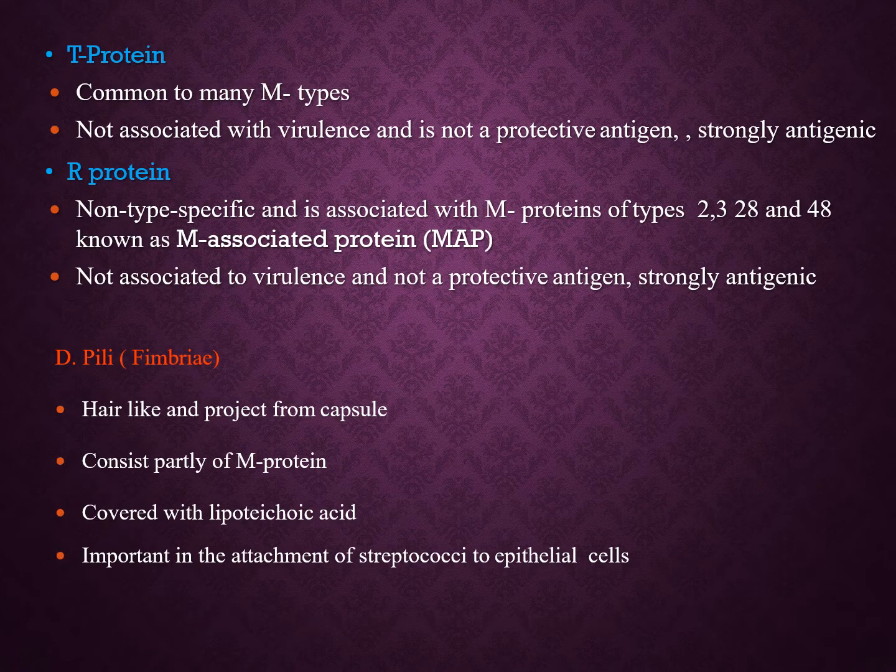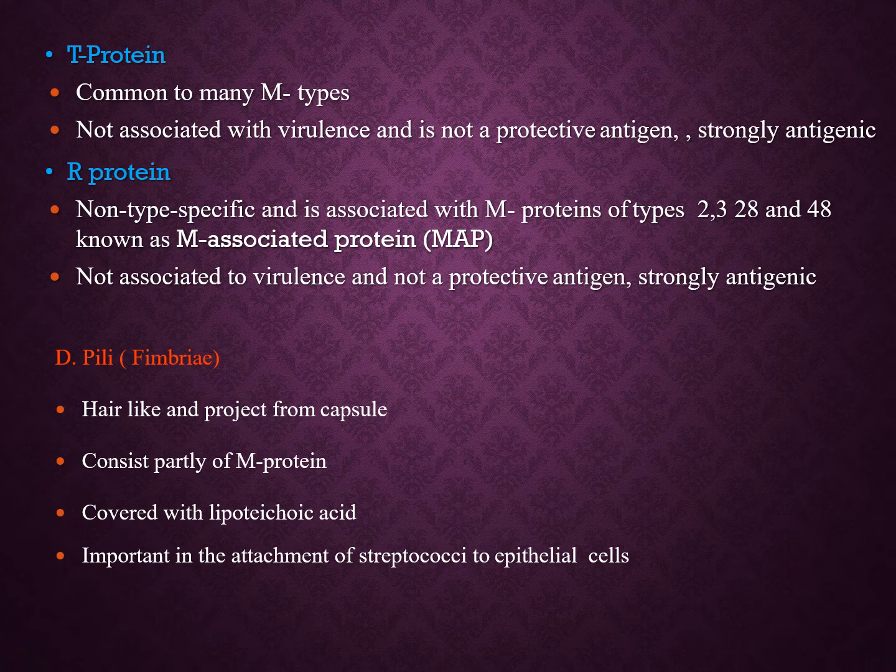So, the next thing is the T protein. It is common to many M types of proteins. It is not associated with virulence and it is not a protective antigen, but it's strongly antigenic. The next thing is R protein. It is non-type specific and it is associated with the M proteins of types 2, 3, 28 and 48, and it is also known as M associated protein. It is not associated with virulence and not a protective antigen. It is also strongly antigenic.